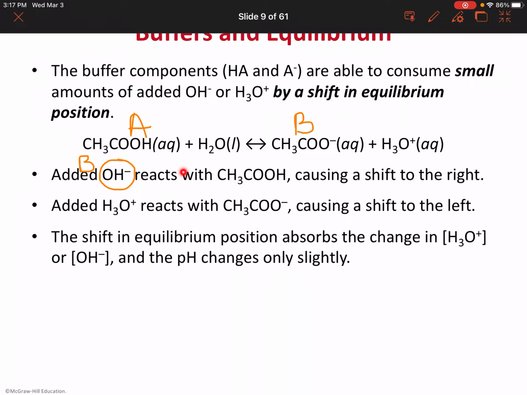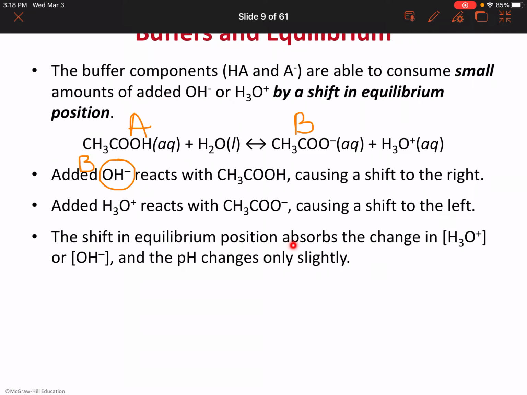Okay, so since you have a conjugate acid-base pair in your buffer solution, whether you add an acid or whether you add a base, it's going to react with one of these components and shift the equilibrium. By doing that, it doesn't allow a huge change in the pH. So the pH will only change slightly.